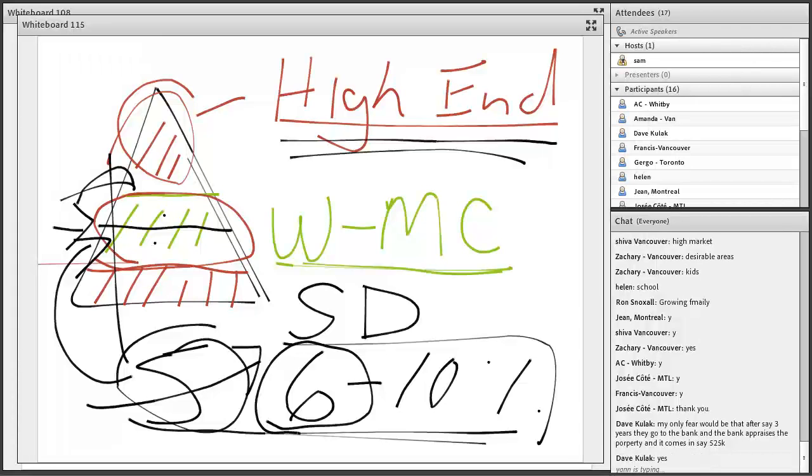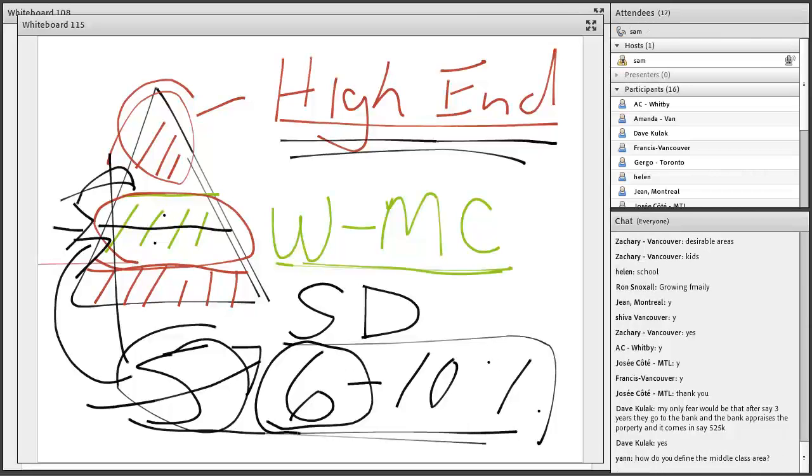My only fear would be that after, let's say, 3 years, they go back to the bank, and the bank appraises the property, and it comes out, let's say, $525K. Dave, I'm assuming that you're saying they're not going to be able to qualify. Is that what you mean? Okay, so great question again, Dave. When you qualify somebody, you should be qualifying them at the future cost, not at their present cost. Okay?